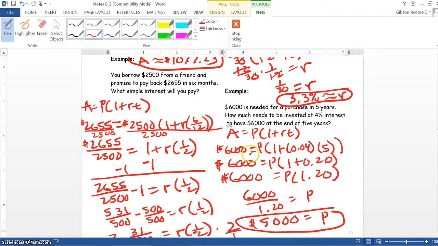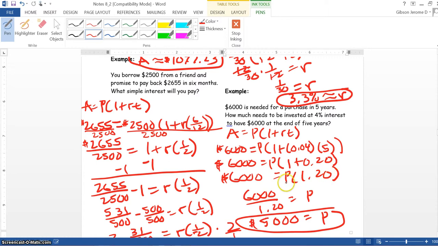So we will have 6,000, which is the future value, is equal to P. We don't know what our P is. 1 plus our interest rate is 0.04, and the years is 5. So we'll take 0.04 times 5, which gives us 0.20. And we will have 1 plus 0.20, which is 1.20. So now we'll have 6,000 equal P times 1.20.